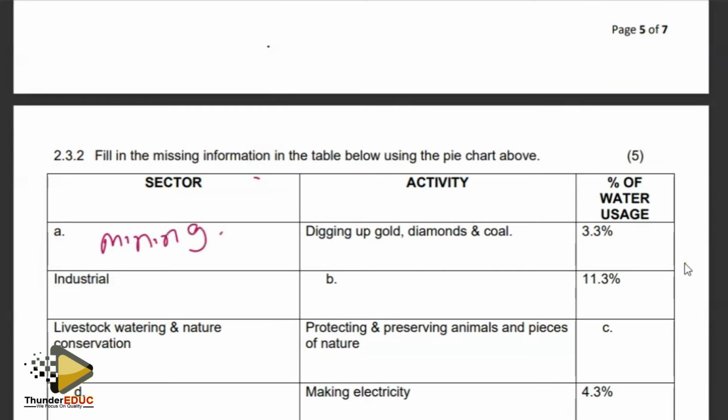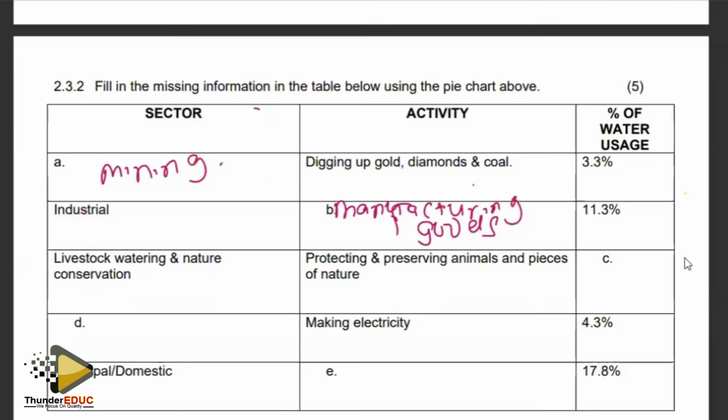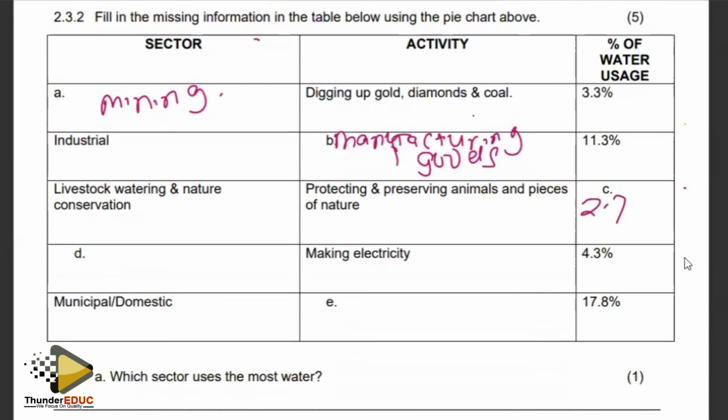Then under B, industrial. The answer is manufacturing goods. Our answer for C is 2.7. And then our answer for D is power generation.